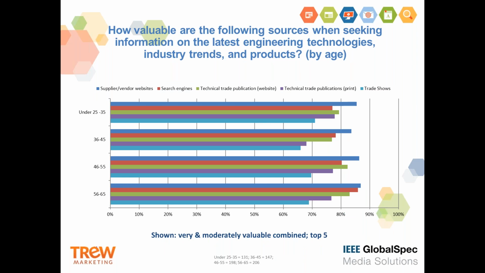When we look across all age groups, supplier vendor websites, in the dark blue bar at the top of each age group cluster, were the most valued content source. And then, just coming off of talking about trade shows, the light blue bar on the bottom was the least valued. Additionally, technical trade publication websites, noted in the green bars, were valued more than trade print magazines, which are in purple. That was the case across all age groups too. Pretty interesting stuff.